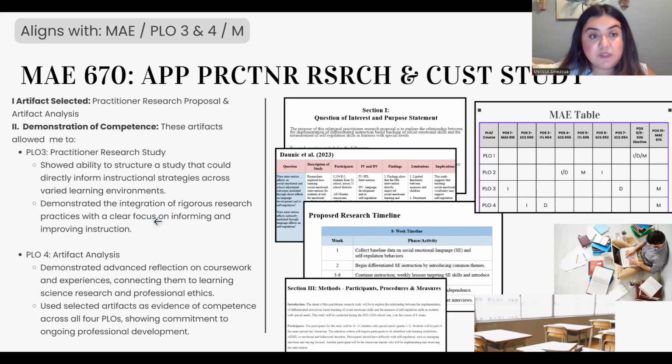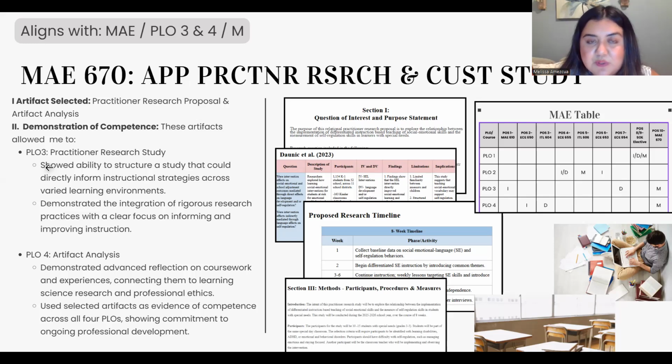And the next one was the artifact analysis presentation, which is this presentation that I'm doing right now, which showcases how I'm able to align coursework and learning experiences that I've completed and documented throughout my MAE program. I feel that this presentation itself demonstrates my ability to meet PLO 4 at a mastery level. Because it's definitely a reflective practice that I'm doing right now, demonstrating everything I've learned, using advanced reflection on learning and how it is continuing to impact my professional growth.